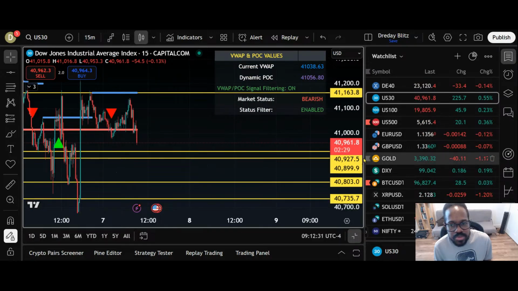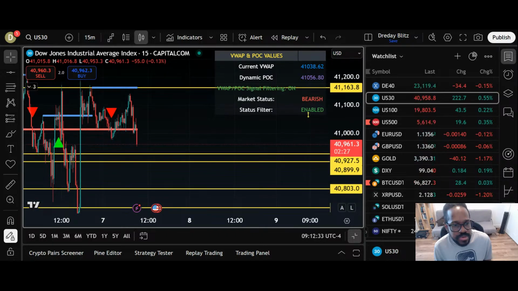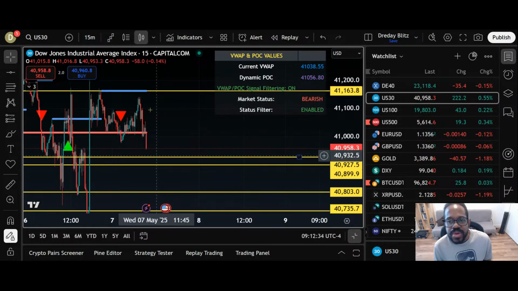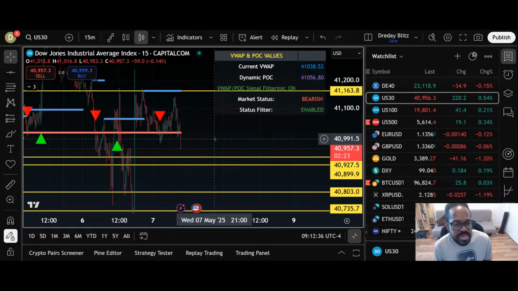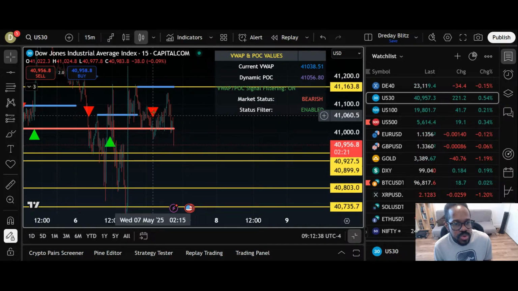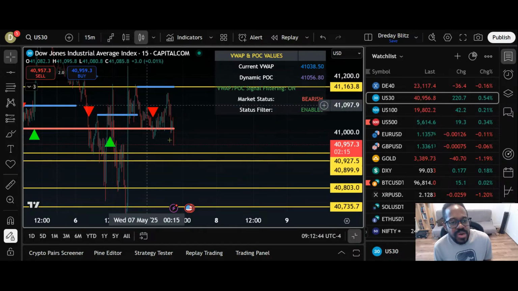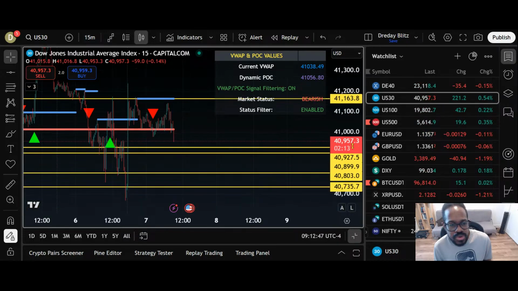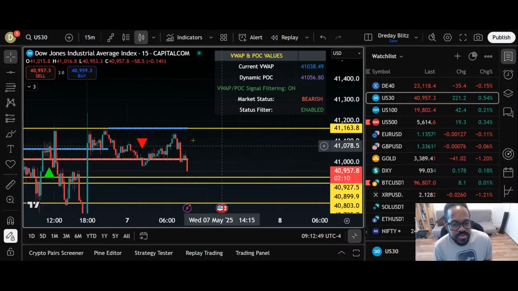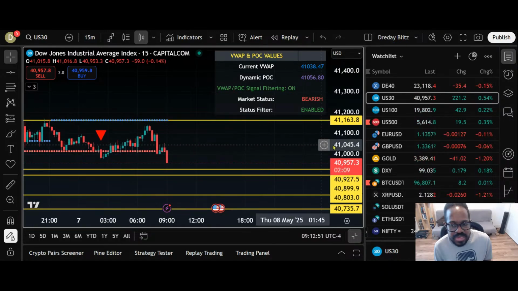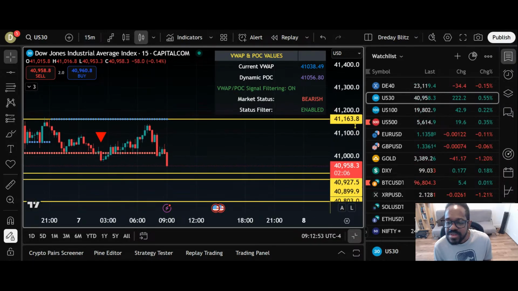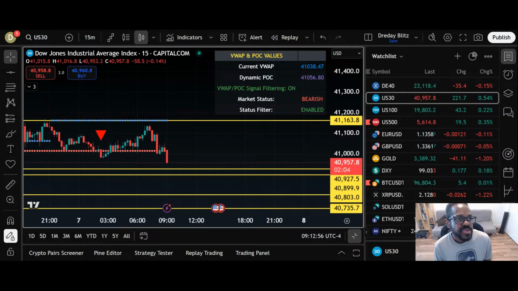Because of that, I'm expecting the price to go lower, and the market status here is bearish. When we had that sell, the market bias was neutral. So now it's confirmed bearish. Good confirmation here that the price is going down. So this is what we're looking for.